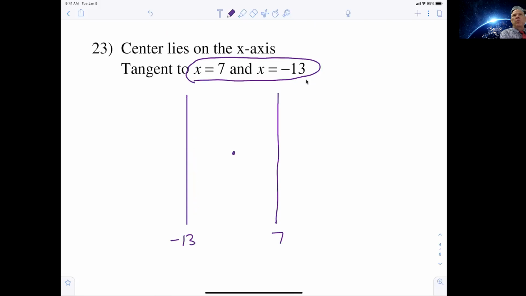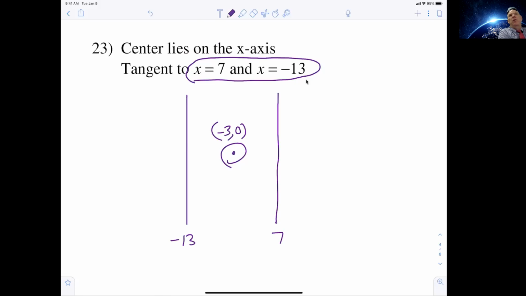So I'm not asking for the radius. I'm asking what this coordinate would be right there. Say it again. Negative 3. Then what's the y value? 0. We know it's 0 because it's on the x-axis.